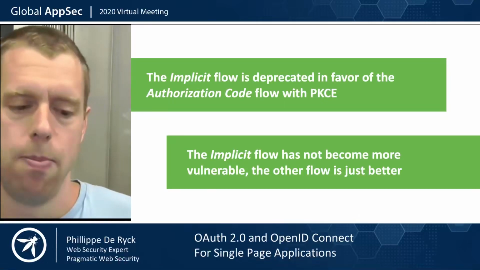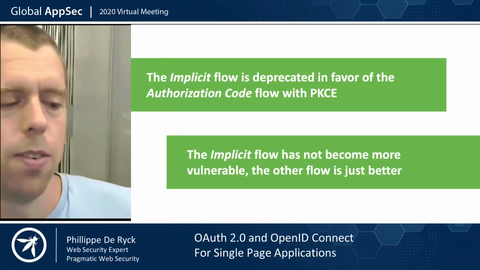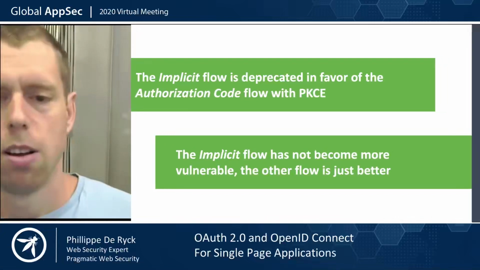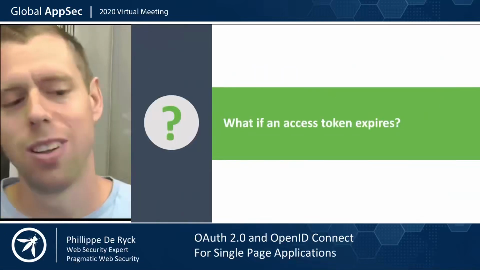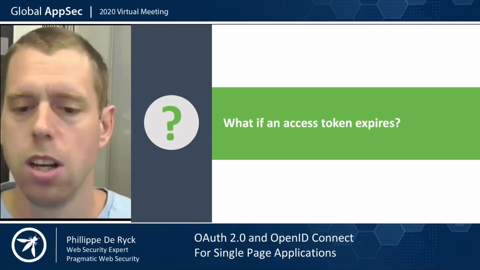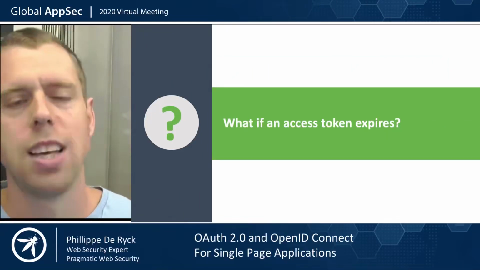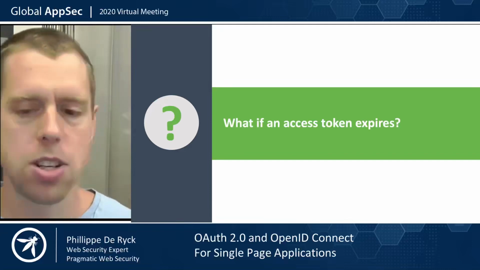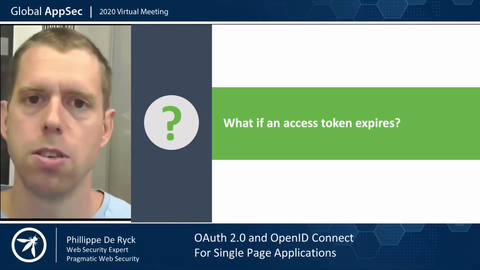All right. In the second part, I'm going to be asking a bunch of questions. Of course, I'll answer the questions as well, but it's going to be a question and answer part of the presentation where we're going to dig deeper into certain cases and look at what we should be doing there. The first question is, what if an access token expires?